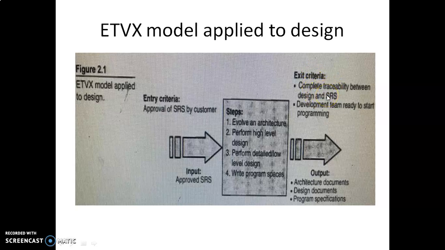You have to make sure that the SRS and design are traceable. The development team should be ready to start programming. After the completion of the design, with the help of the design, the development team should be able to write the code or program. This is exit criteria. Exit criteria means with the help of the design phase, the development team should be ready to write code. The outputs for the exit criteria are architecture documents, design documents, and program specifications.